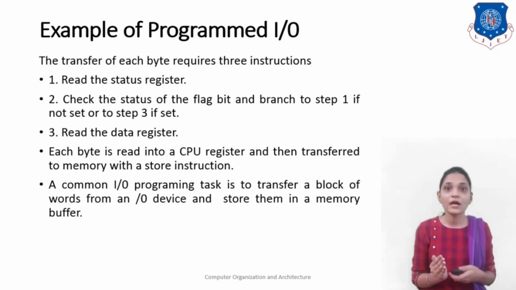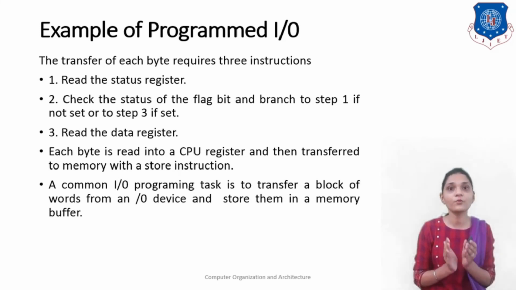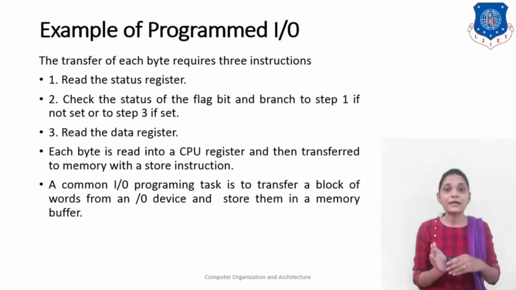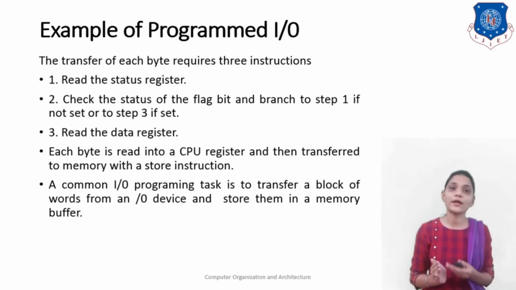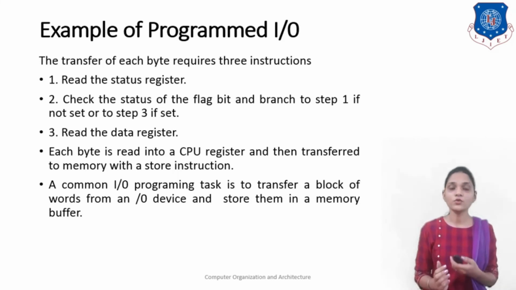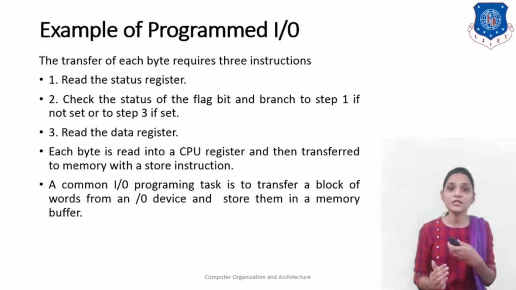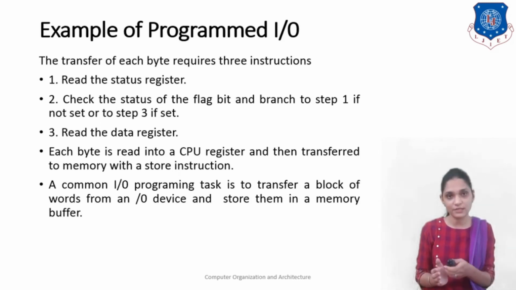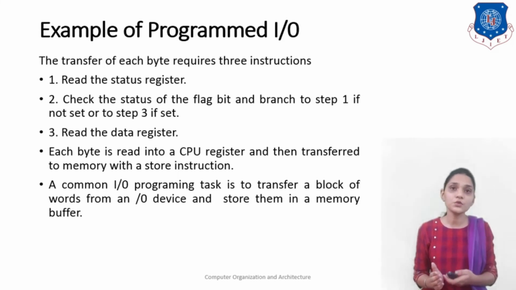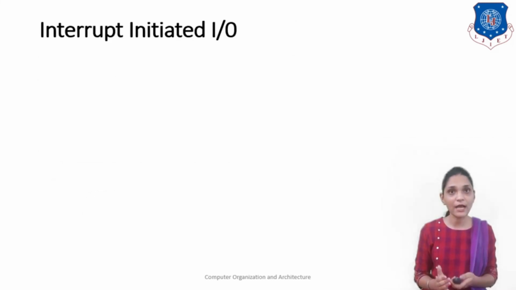So in this way, a common IO programming task is to transfer a block of words from the IO device and store them into a memory buffer, and for each transfer it will require the CPU. In this way you can use programmed IO. But the disadvantage of this method is that your CPU is continuously being used for this transfer. So the second method we can use is interrupt initiated IO.